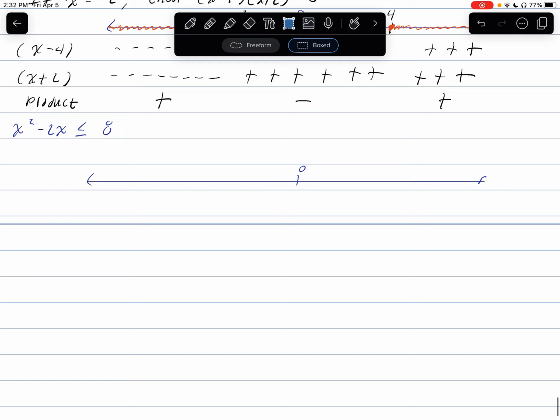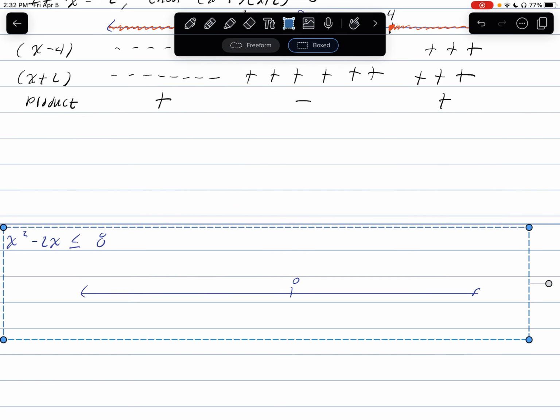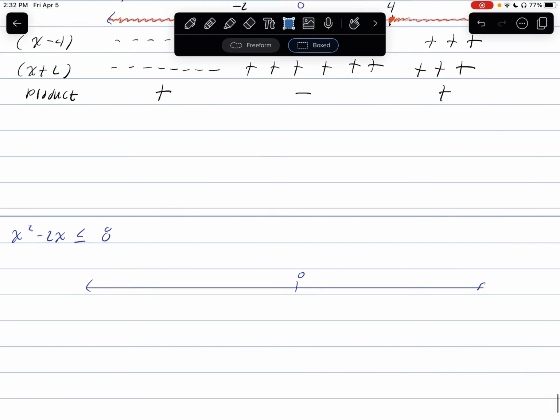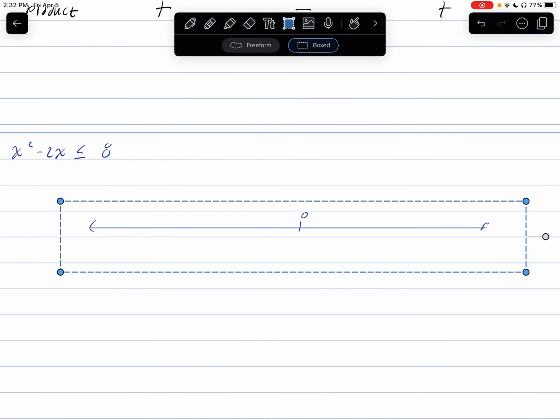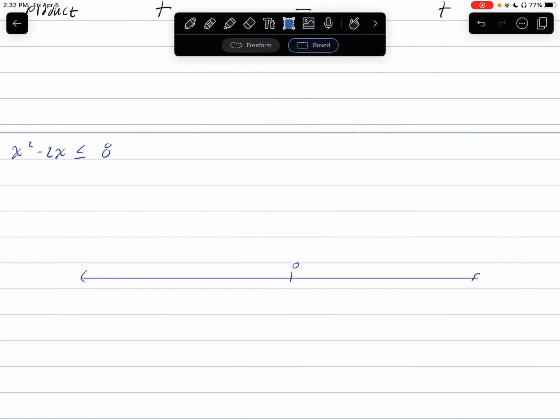Okay. So now let's take a look at this next problem here. Here we have x squared minus 2x is less than or equal to 8. The first thing we need to do is see if we can factor this quadratic, okay? If we can factor this, then this will make our lives a lot easier. So we're going to start by taking 8 away and setting this inequality equal to 0. So that's going to give us x squared minus 2x minus 8 is less than or equal to 0.